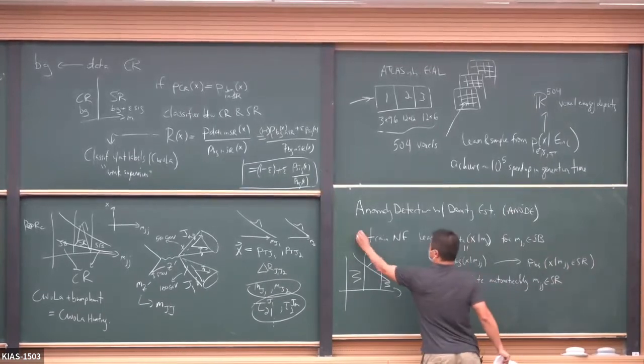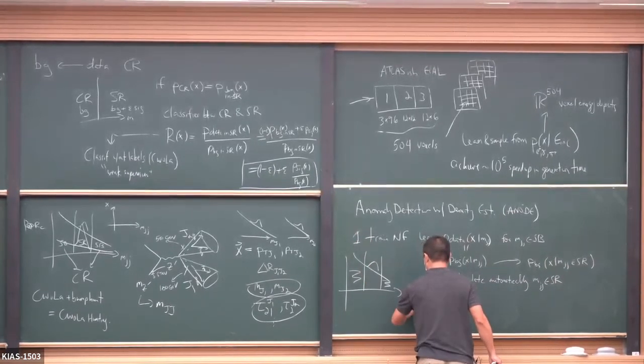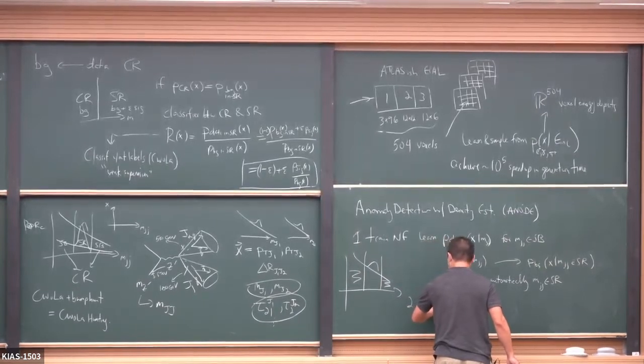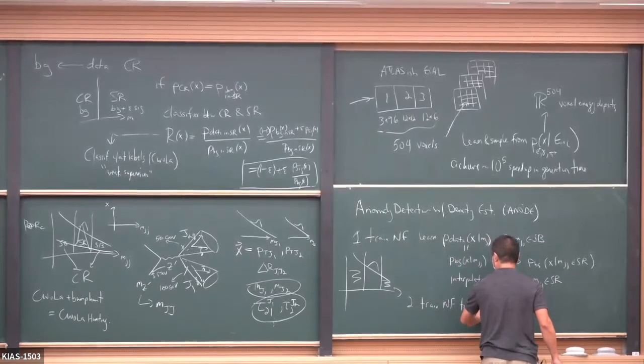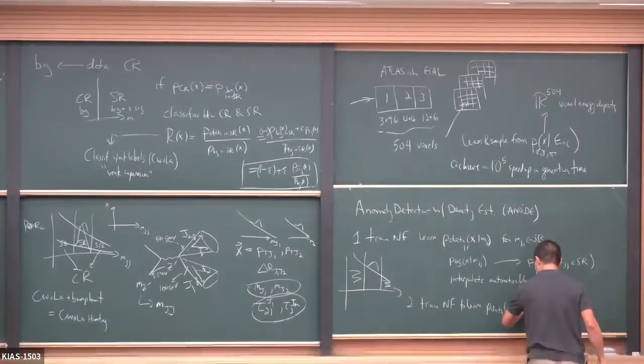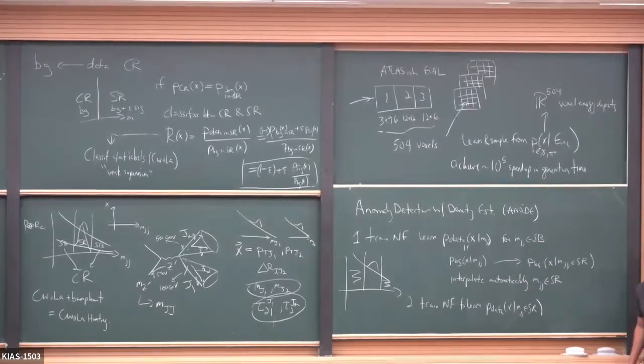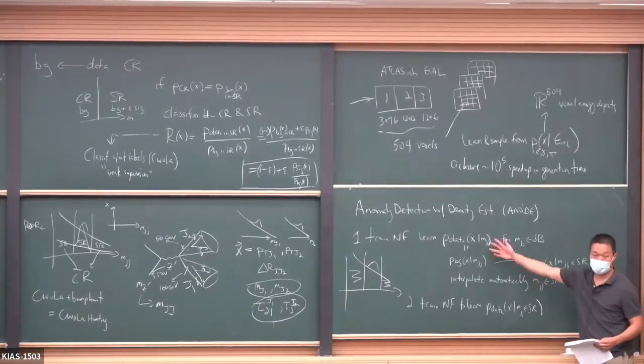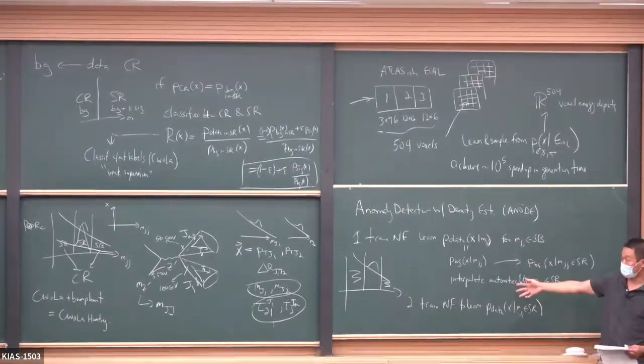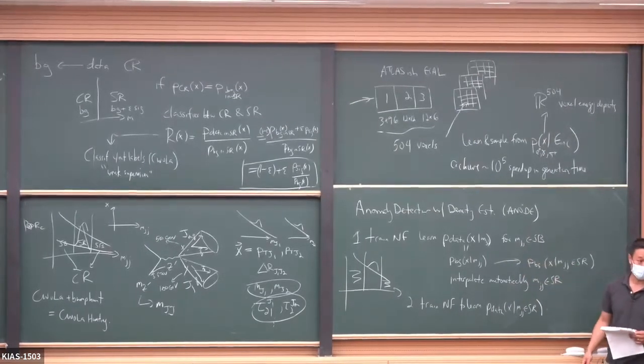So we train one normalizing flow to do this. We train another to learn P data for X in the signal region. So we train two normalizing flows, and then we just take the ratio directly. And then we do the same thing as koala hunting.